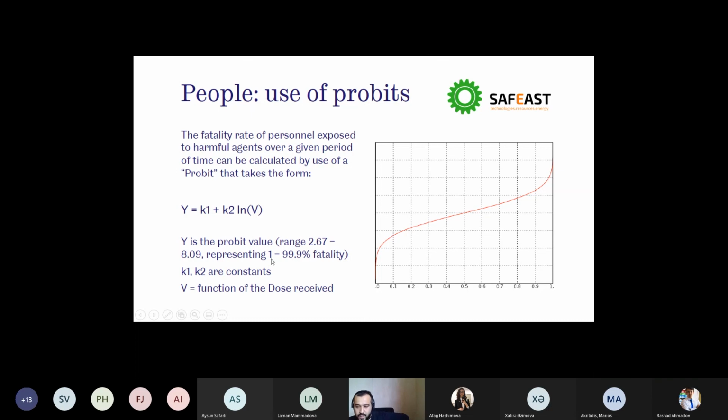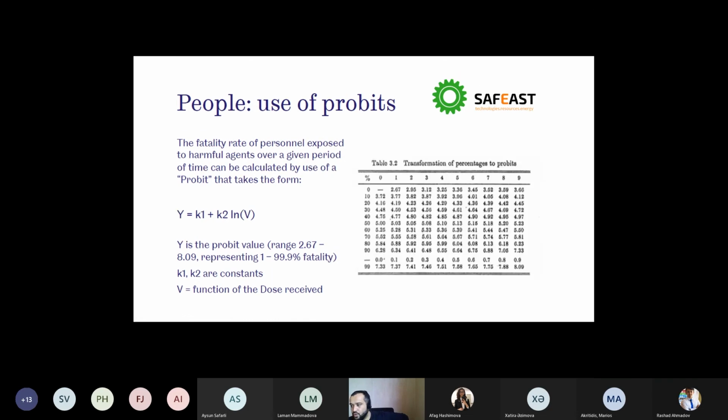So basically for outcome, we use a dose-based probit equation. So for example, this is one of the examples. Let's say you put your function into your formula and calculate and found that this is, I don't know, let's say 5.99, and then you come to the table, 5.99, and you see that it is equivalent to 84%, which means that if there are 100 people in this area, 84 would be dead.